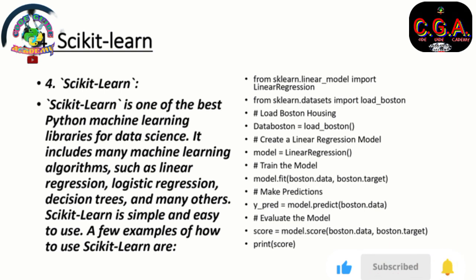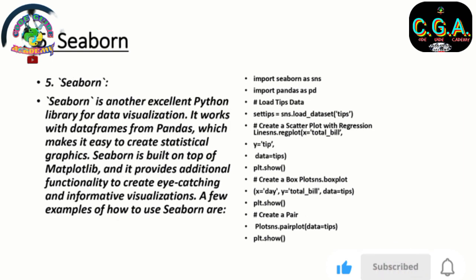Python. From sklearn.linear_model import LinearRegression. From sklearn.datasets import load_boston. # Load Boston housing data. boston = load_boston(). # Create a linear regression model. model = LinearRegression(). # Train the model. model.fit(boston.data, boston.target). # Make predictions. y_pred = model.predict(boston.data). # Evaluate the model. score = model.score(boston.data, boston.target). print(score).